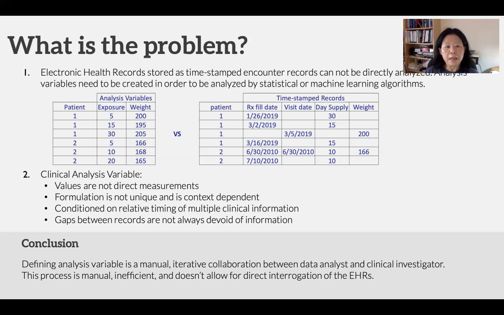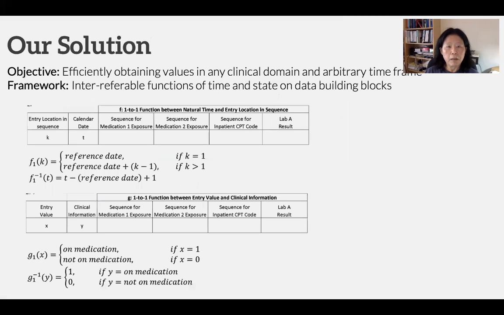So the problem is that EHRs are observational data, and observational data most commonly contain multiple correlations. The manual step needed to create analysis datasets is a barrier to thoroughly investigating these correlations. We believe the solution to remove or at least reduce the manual step is the ability to obtain data from any clinical domain and in any time frame efficiently. We propose a framework to do this by using two interrelated functions on data building blocks.